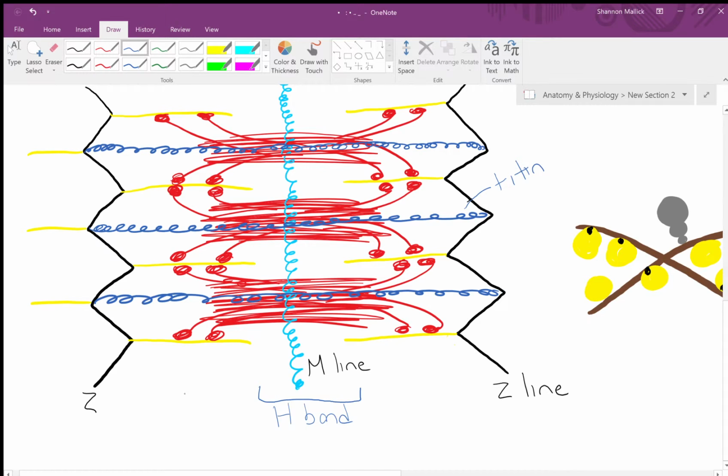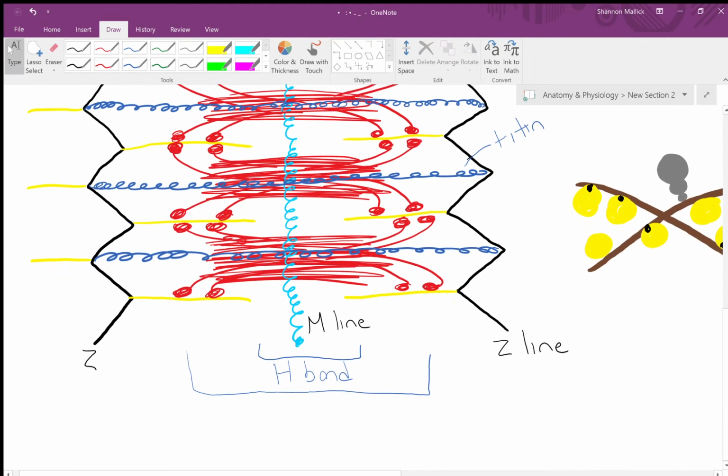Your striation that you're going to see in your slides includes the entire area of the thick filament, which also includes some of the overlap of the thin filament. This is your A band. And this is the letter A for dark, so it's the dark band that you're going to see on the slide. And it's the striations.